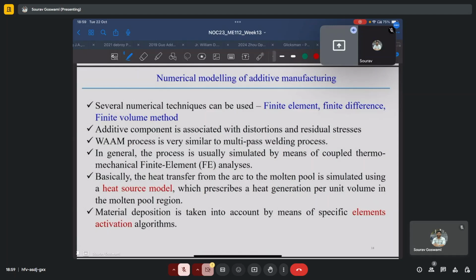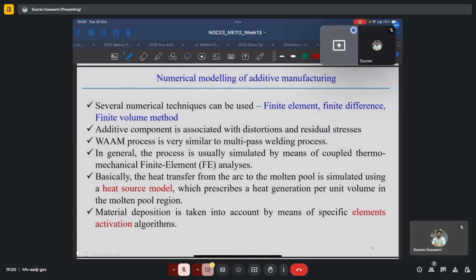And in general, most AM processes are usually simulated by means of a coupled thermomechanical finite element model. The heat transfer from the arc to the molten pool is simulated using a heat source model, which prescribes a heat generation per unit volume in the molten pool region.